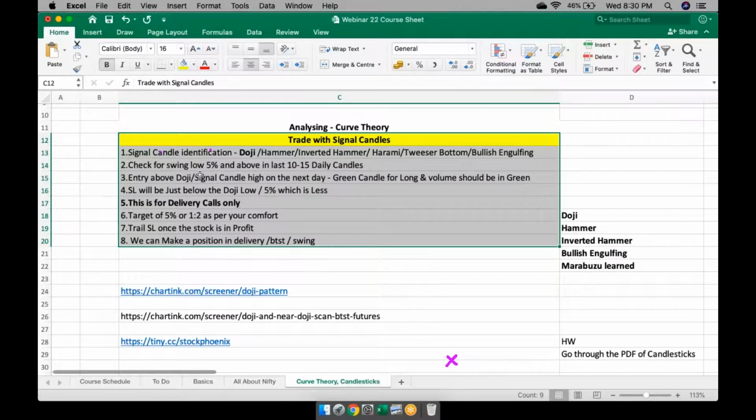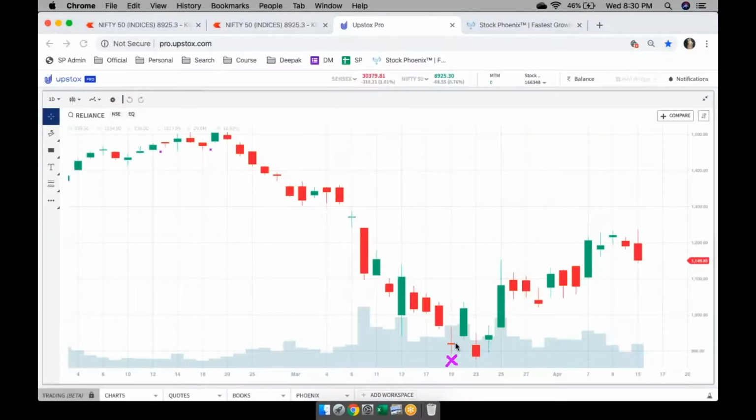Next, check the swing low of 5% and above in the last 10 to 15 days daily candles. That means this is the current market price. Forget about these things; assume that this has not happened. I just want to show you along with the performance, so hereafter I will show you some charts without the current dates also.